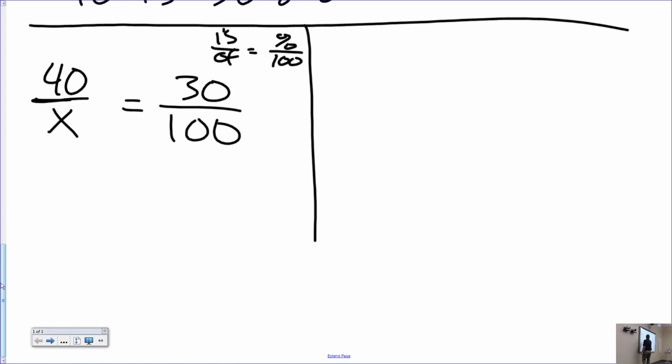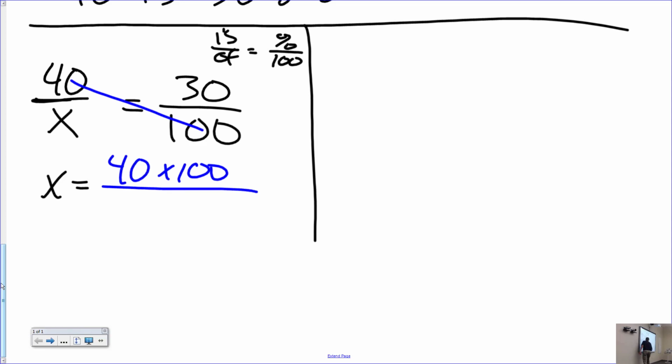So in this case, here's your cross multiplication, right? Depending on wherever x is. 40 times 100, divide by what's across from it. Divide by 30. Okay? That's the cross multiply and divide technique, and it's based on wherever x winds up in the fraction. Okay? And then it's just multiply and divide, right? 40 times 100 is 4,000. What's 4,000 divided by 30?